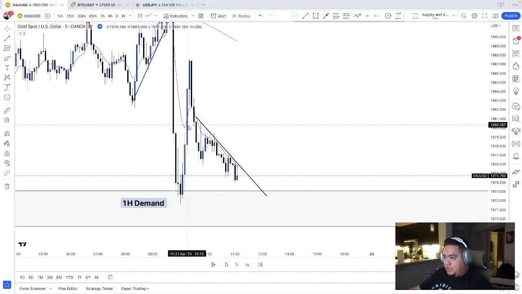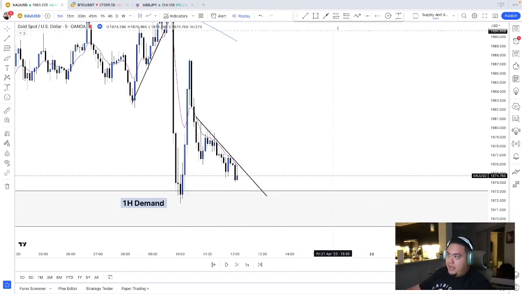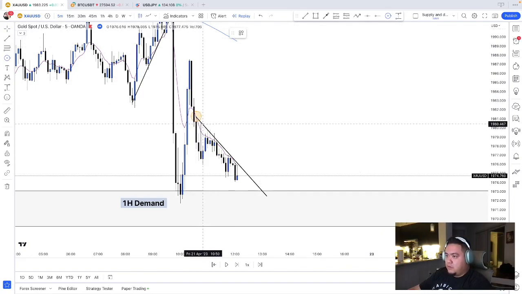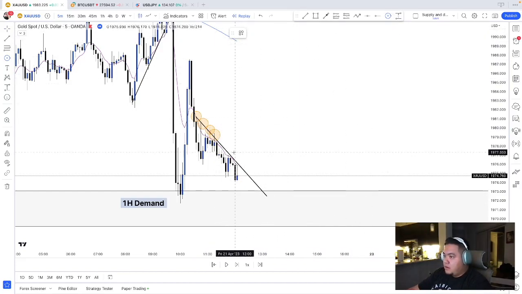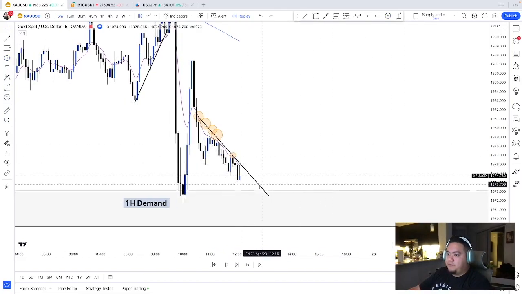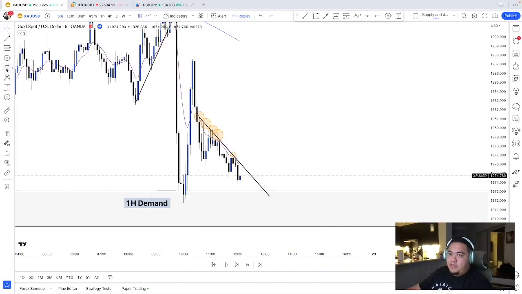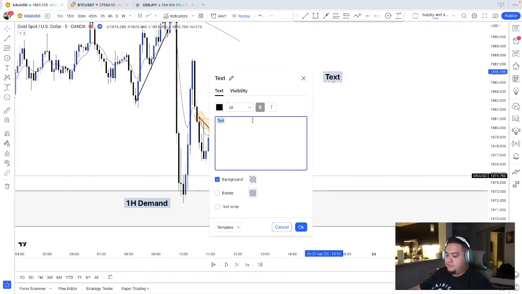I wait for this trend line to form, and a trend line has to have at least 3 touch points, and this one has 1, 2, 3, 4, 5. 5 touch points on it already. Let me go ahead and write down the confluences on the trade.